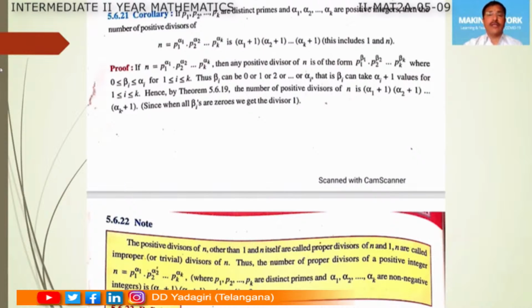is equal to, if n is expressed as the product of prime factors like this, p1 to the power of alpha 1 into p2 to the power of alpha 2 into p3 to the power of alpha 3 and so on, pk to the power of alpha k, then the number of integral divisors of this positive integer n are alpha 1 plus 1 into alpha 2 plus 1 into alpha 3 plus 1 and so on, alpha k plus 1.